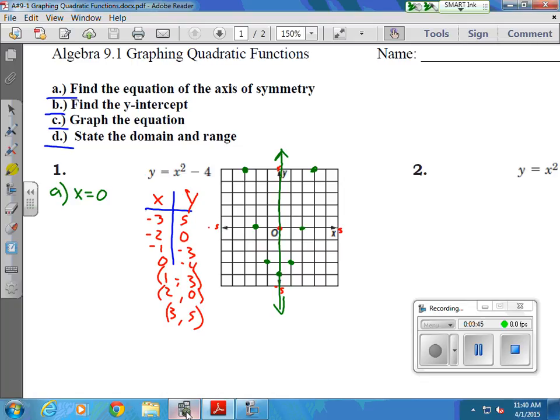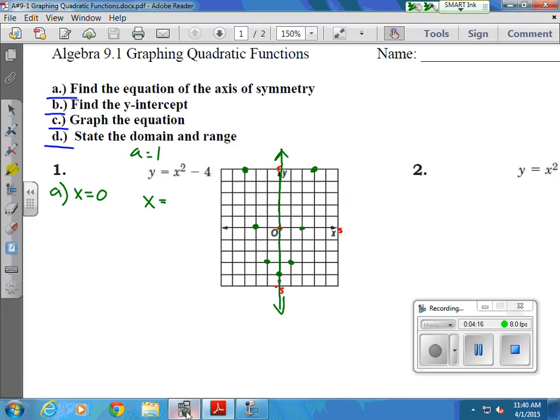So the other way we could have done it is, before we even graphed it, and sometimes the graph doesn't show us a clear picture of what the axis of symmetry is, we could have said the equation is negative b over 2a, sorry. So what was b? What would b be in this case? Well, a is 1. X squared. 0. B is 0.